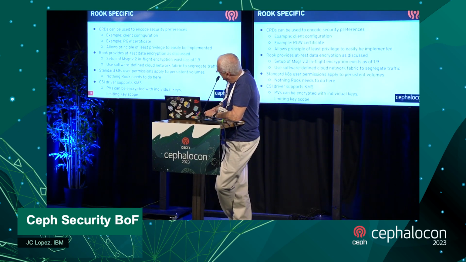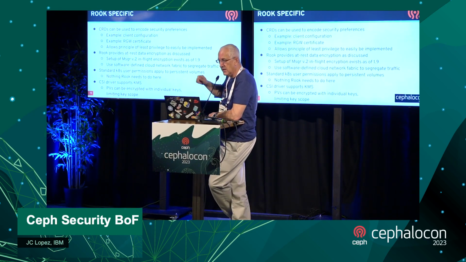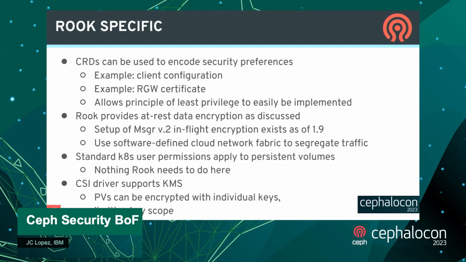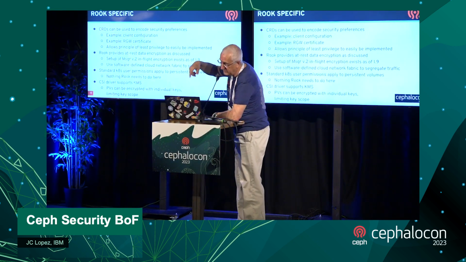You can also set up the messenger parameters so that you enable in-flight encryption, the messenger encryption level. So you can also manage that through Rook. Standard Kubernetes user permissions apply to persistent volumes. Rook does nothing here, right? It just deploys the cluster. After that, whatever the application is going to use, a PVC claims a volume that you allocate. So we're going to create either an RBD or a CephFS volume.